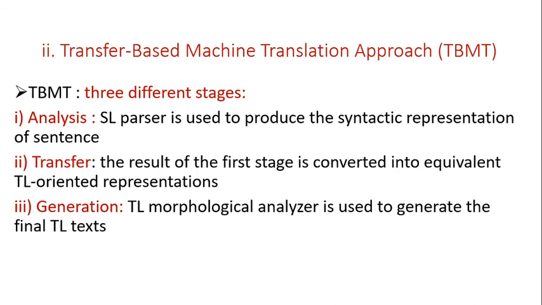So that is the analysis. After the analysis, comes the transfer. The result of the first stage, which is the SL parser, is converted into equivalent TL-oriented representations. And then the generation, the TL morphological analyzer. This morphological analyzer, as I said earlier, is a technical term used in the area of computational linguistics. So the morphological analyzer is used to generate the final target language text. This is the rule-based machine translation approach.